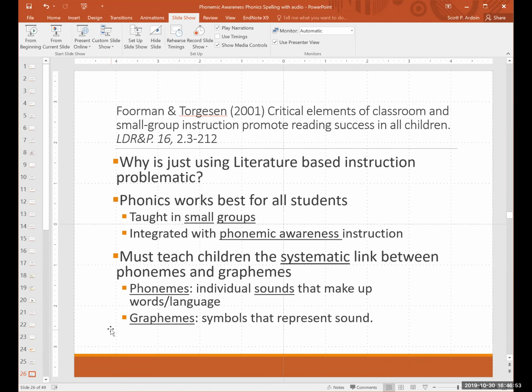MIP is a fake word, but the better example there would have been MIP, but MIP is not a real word. I can't think of another M vowel P word right now. But hopefully you all get it. So we have to explicitly teach that onset rhyme works across those words.